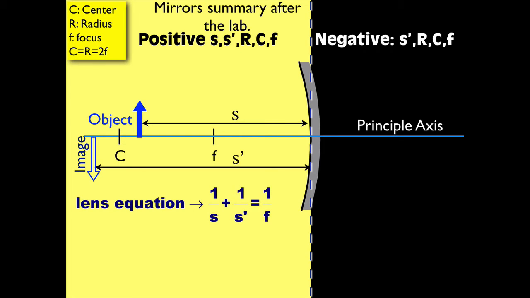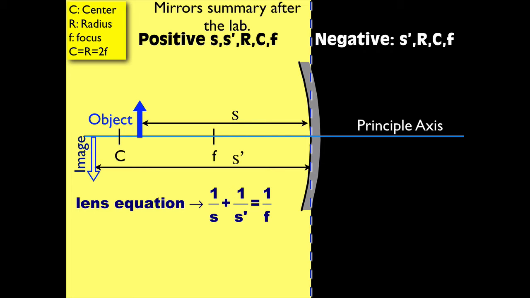First equation is the lens equation, which we're using for mirrors. So I think of it as the mirror equation. It's 1 over S plus 1 over S prime equals 1 over F. In other words, the inverse of the focus is the sum of the inverses of the distances. Now, when you're putting in the variables, make sure you pay attention to the signs, positive and negative.